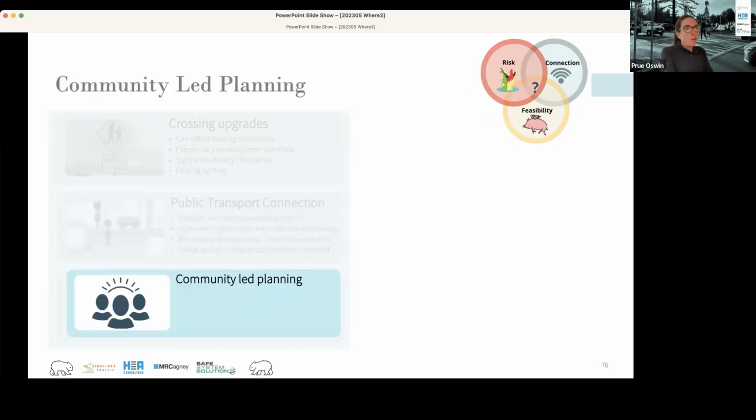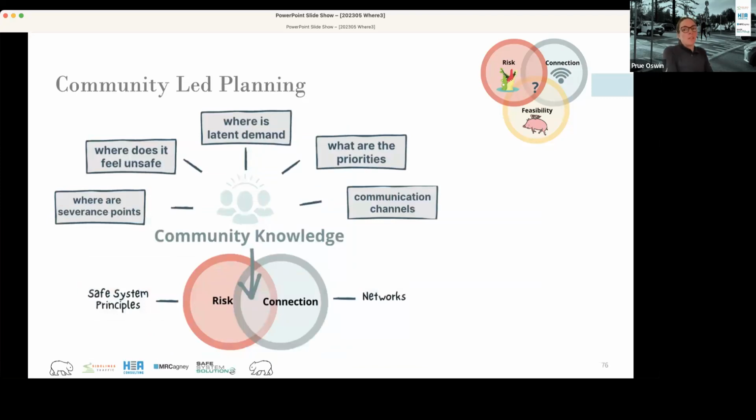Right, so the third approach, which is reflective of what we did in the homework and what we'll go into a little bit more detail about, is community-led planning. This is where we are using community knowledge to identify where there's risk and where they need connection. I like to think about it as, we're almost running this simulation model to work out all these things. What's the riskiest place and the most needed place? And actually our community members are going to tell us where that comes together. So they can tell us where the severance points are, where it feels unsafe, where there is latent demand?